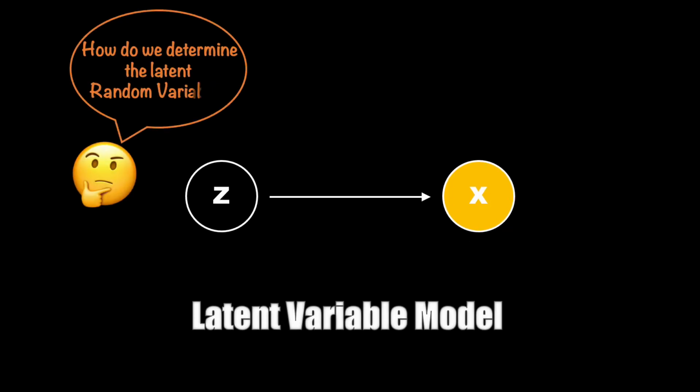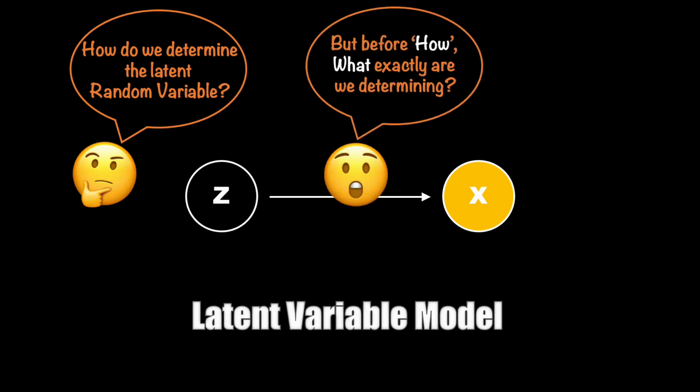Now the obvious question here is how one determines these latent random variables. But quite frankly, before we go any further with how to determine, we need to answer what does it mean to determine the random variable. Determining here means finding the parameters of the distribution function of our latent random variable. For example, if we believe that our latent random variable follows Gaussian distribution, then we want to determine the mean and variance of the associated Gaussian distribution.